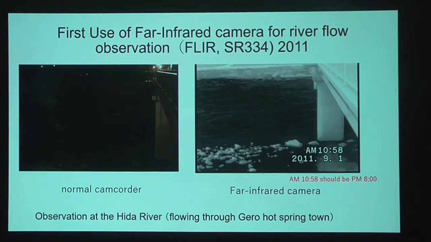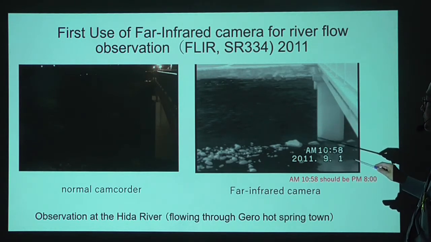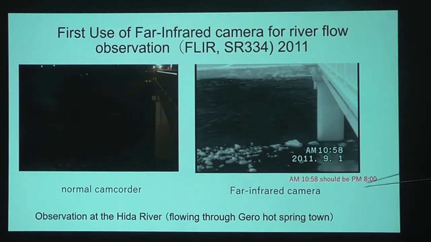And this is another example. Maybe many are worrying about measurement during the night. So this is maybe the first image that measures the surface, taken during the night. This is actually 8 p.m., and I used a far infrared camera for river flow. So this was very successful in measuring the surface velocity during the night.